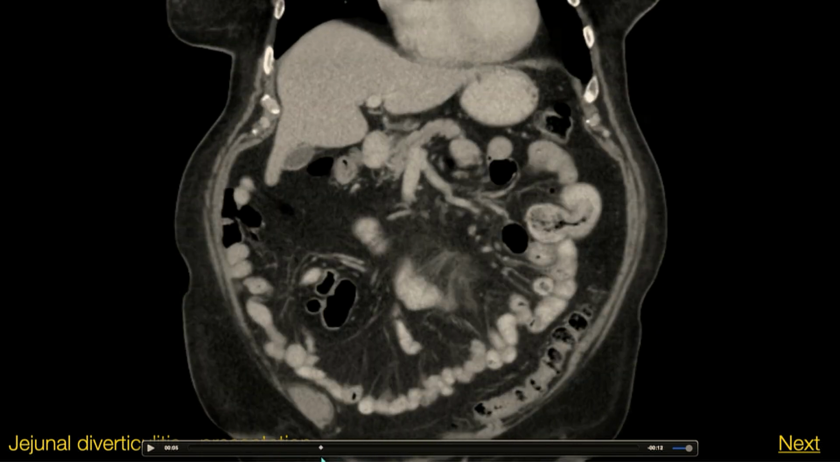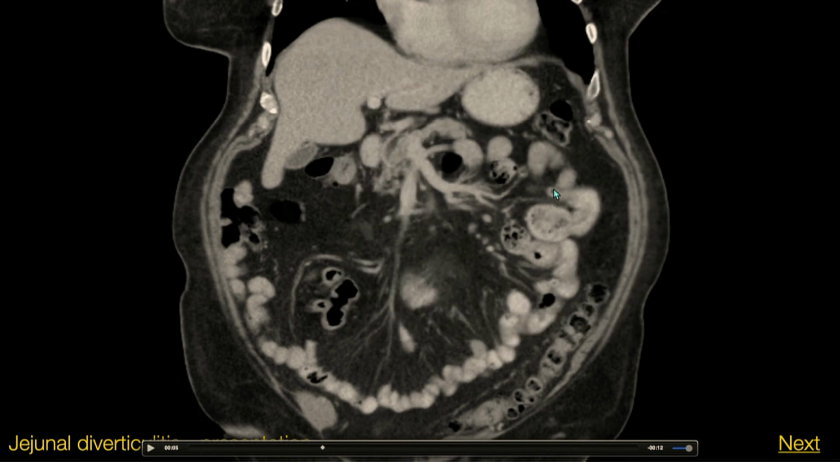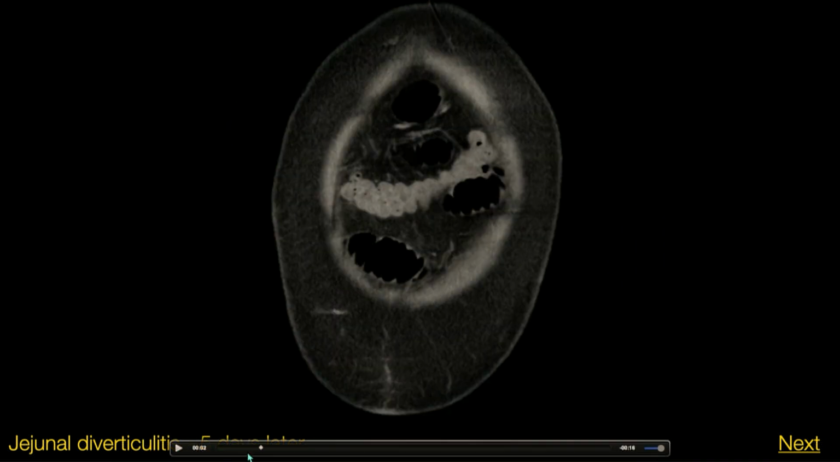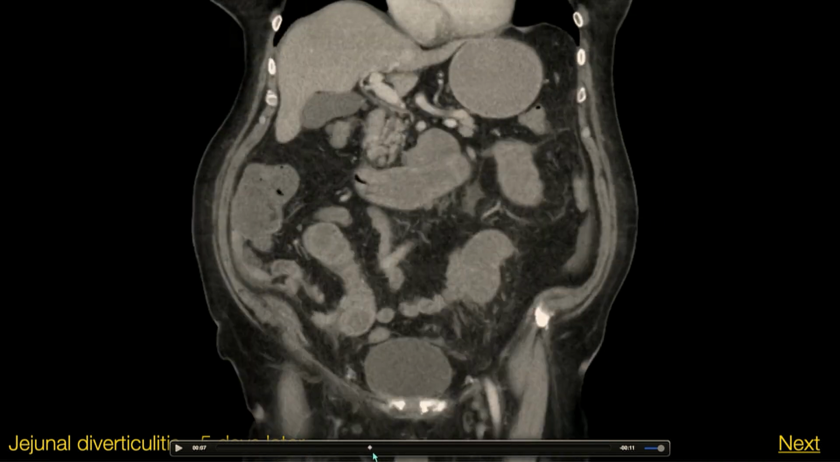See if we can find any more. Here's like another one here. So just kind of look for other diverticula to help you realize this is a small bowel diverticular former. So what happened 5 days later? This patient got antibiotics, but came back with persistent abdominal pain, nausea, and vomiting.